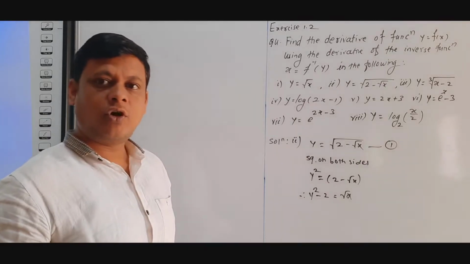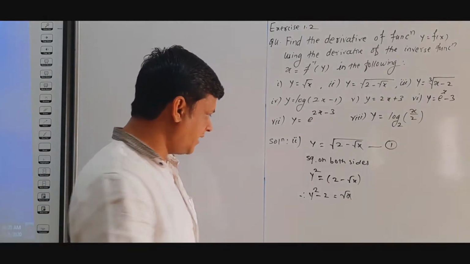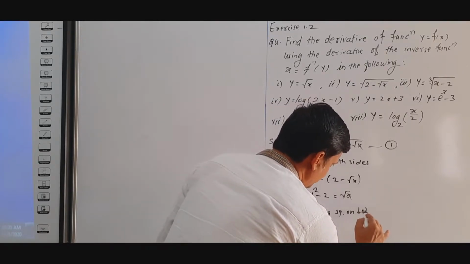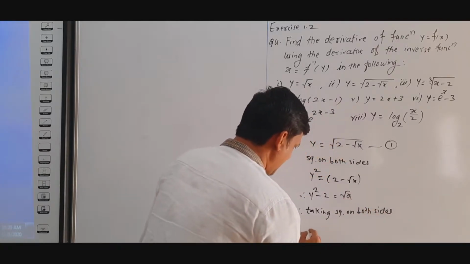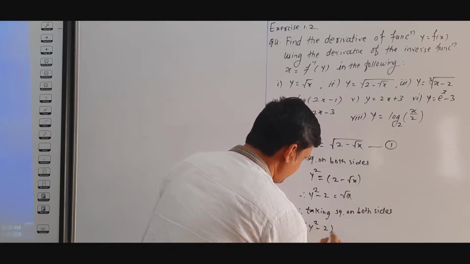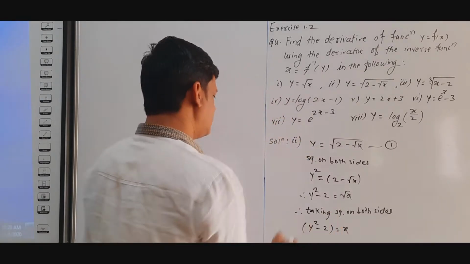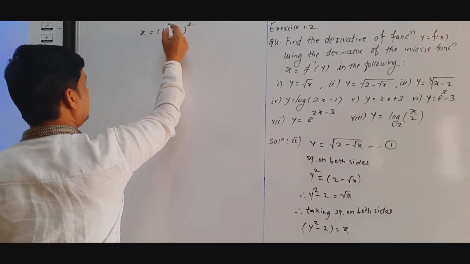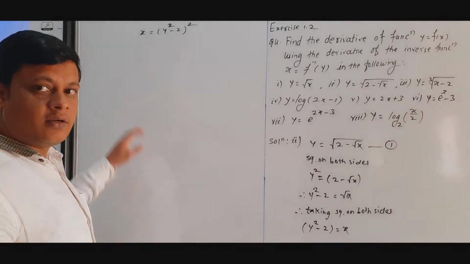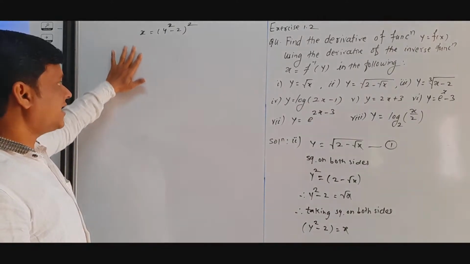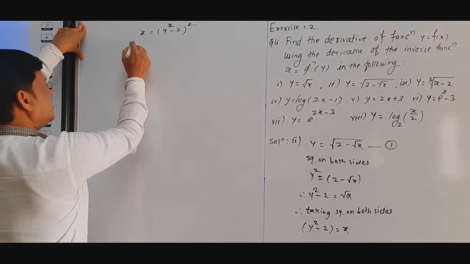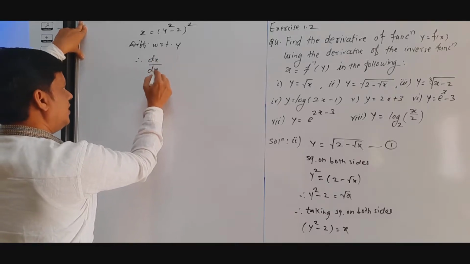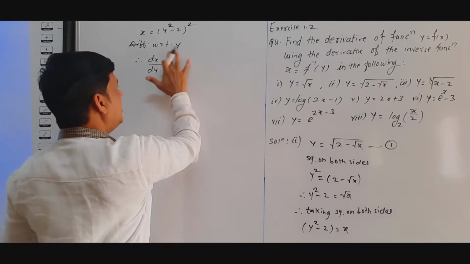Now we require the value of x. So taking square on both sides, we write this as y square minus 2 is equal to x. That means we have the value of x as x is equal to y square minus 2, its square. Now we have to find dy by dx. For that we have to find dx upon dy. So we differentiate with respect to y. Therefore dx upon dy is equal to, now we have to apply the power rule first.